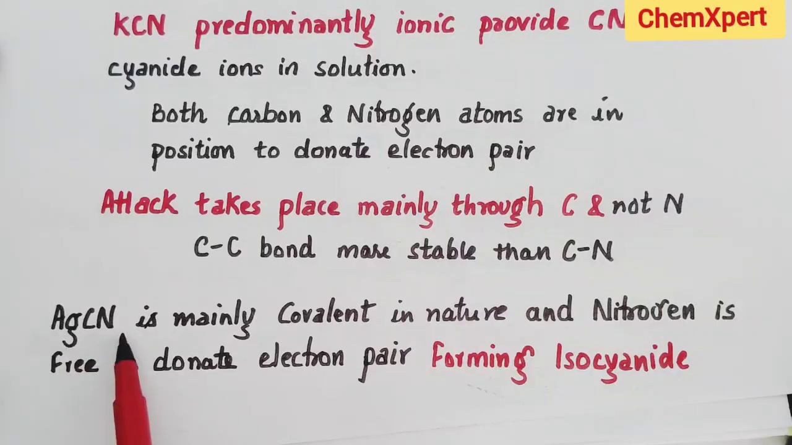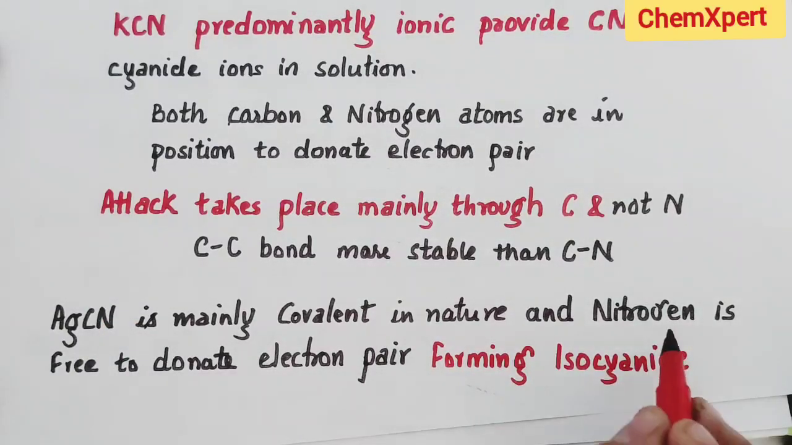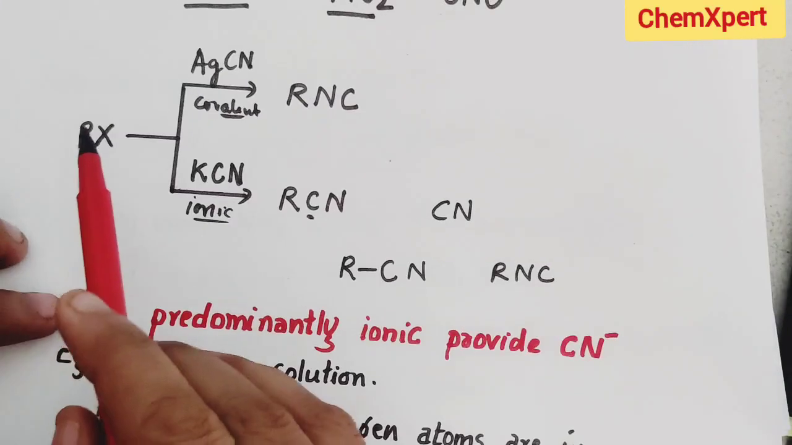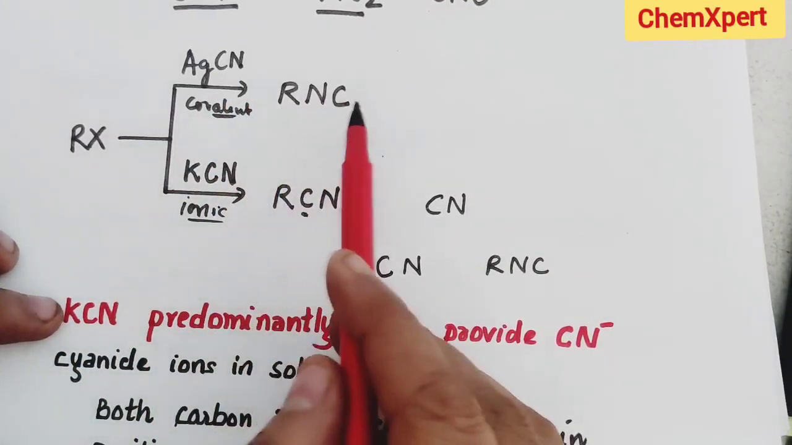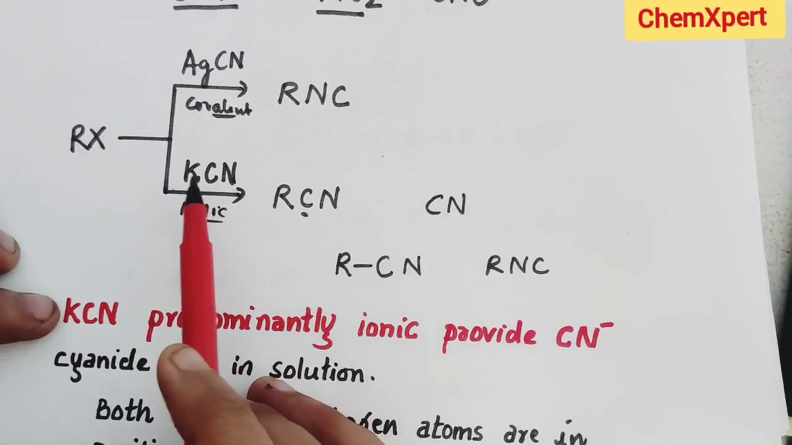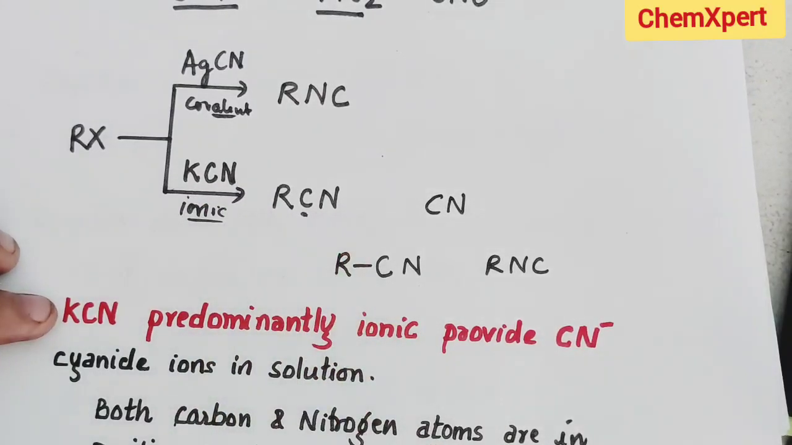Whereas in case of AgCN, it is mainly covalent in nature, and nitrogen here is free to donate an electron pair, forming isocyanide. So in case of AgCN, it is forming isocyanide, whereas in case of KCN, it is forming the cyanide here.